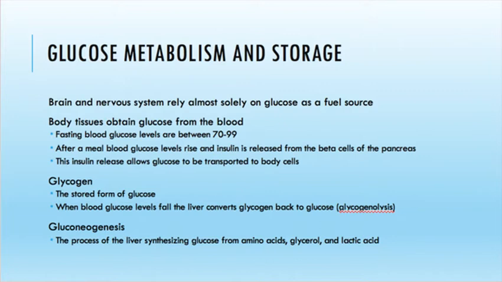So glycogen, as I said, is the stored form of glucose. And when the blood glucose levels fall, the liver converts the glycogen back to glucose. And the process of the liver converting this is called glycogenolysis. For gluconeogenesis, this is the process of the liver synthesizing glucose from amino acids, glycerol, and lactic acid. And then that glucose that is made is either put back into circulation or it is stored as glycogen for later.